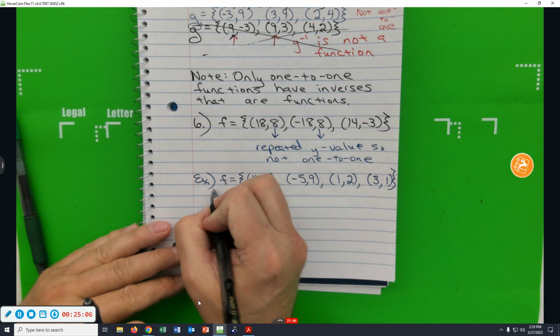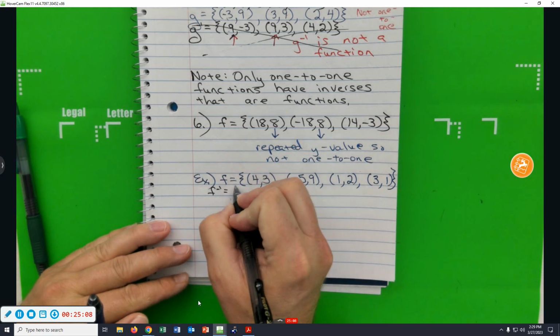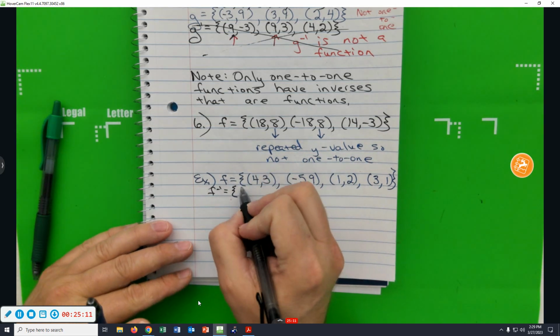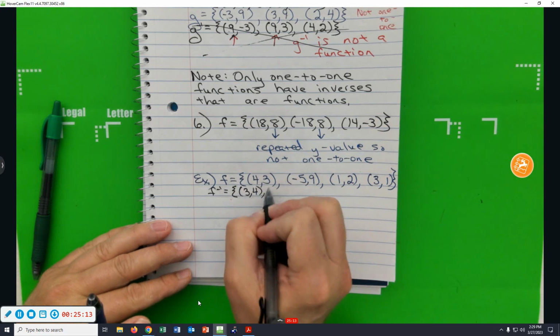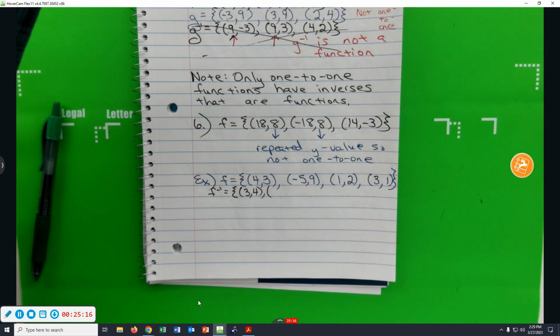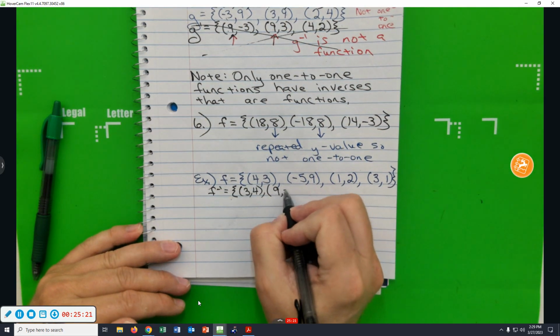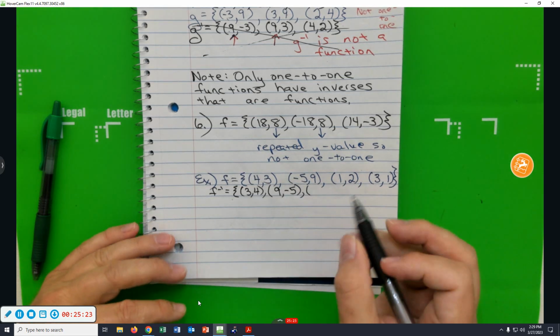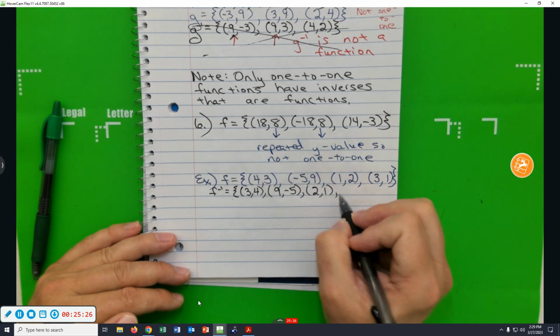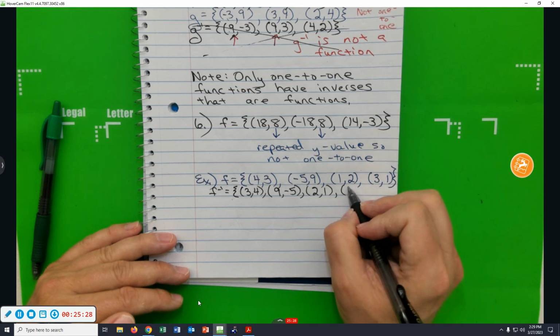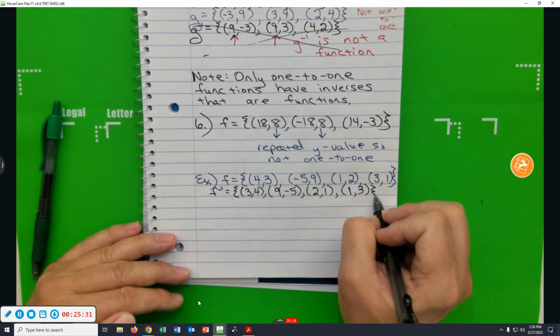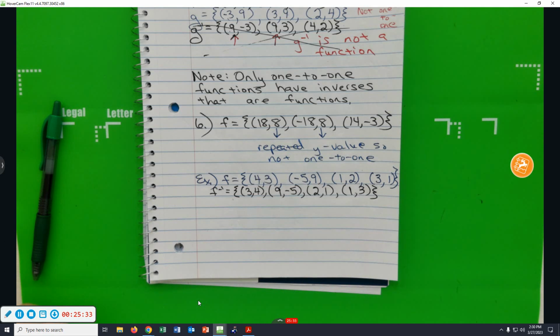Let's find the inverse. 4, 3 becomes 3, 4. Negative 5, 9 becomes 9, negative 5. 1, 2 becomes 2, 1. And 3, 1 becomes 1, 3. Since f was a one-to-one function, that means f inverse is a one-to-one function.